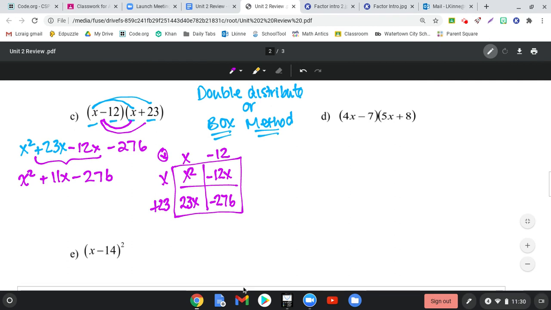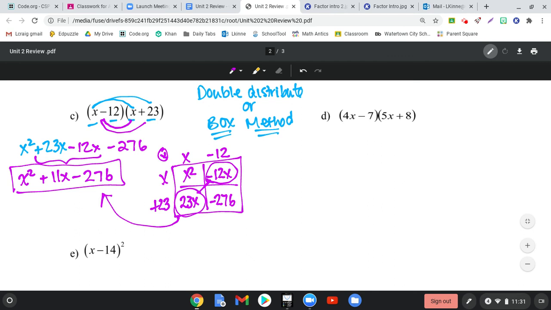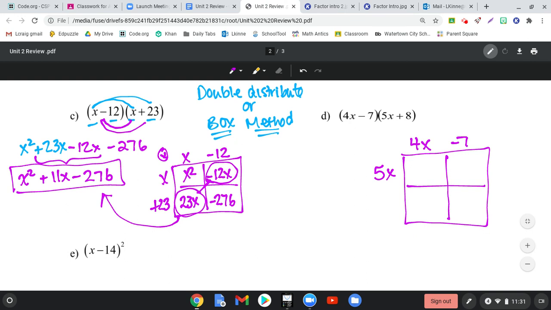And then if you notice, in this diagonal here, those are the same. Those are like terms. So your x squared and your negative 276 are in the first and last box. That'll come in handy next chapter. And then these two together combine to give you 11x. So you can get your answer either way. All right, the next one I'm just going to do the box for, but if you want to do it using double distribution, you can. Just check to make sure you have all 4 terms that are the same. Because again, these are just two different methods that give us the same answer if they're done right.